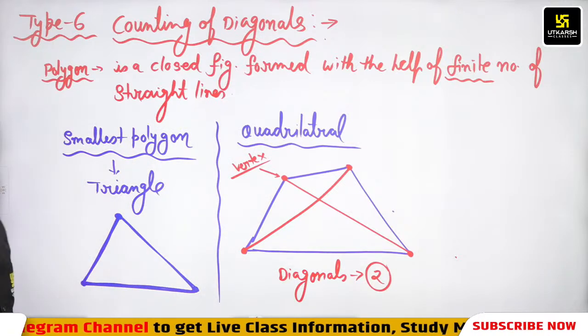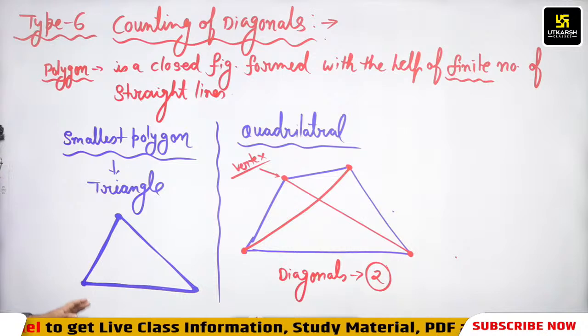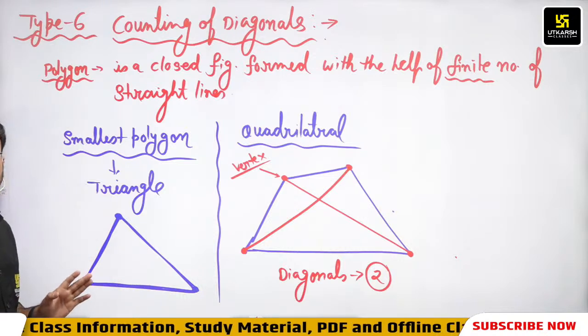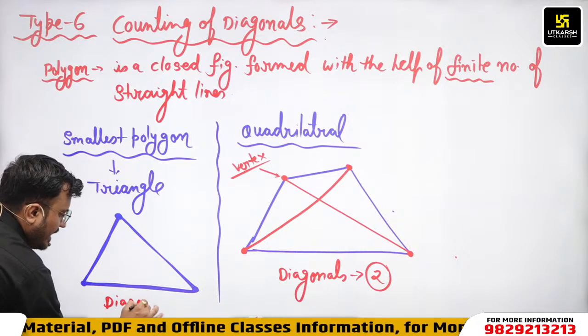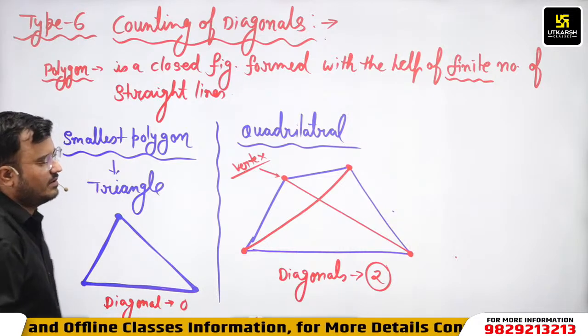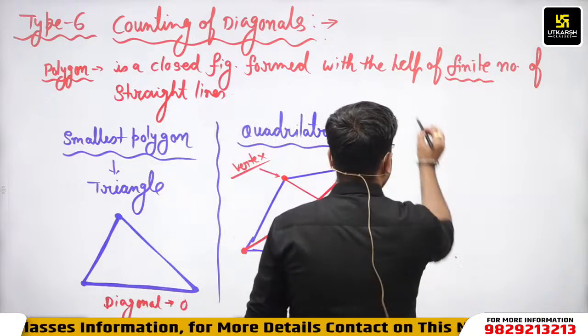In this figure, we are not able to draw such a line other than these 3 straight lines. So in that case, in a triangle, diagonal is equal to 0.